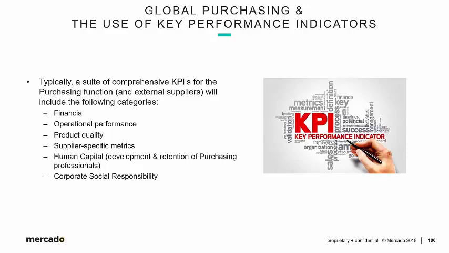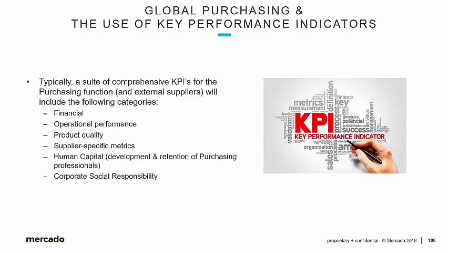Financial, always the big one. We have some great KPIs to go over there. Operational performance is another category to focus in on. Product quality, actual product-specific quality KPIs. Supplier-specific metrics. Human capital, that's related more to our internal measure of our purchasing department in the area of development and retention of purchasing professionals.